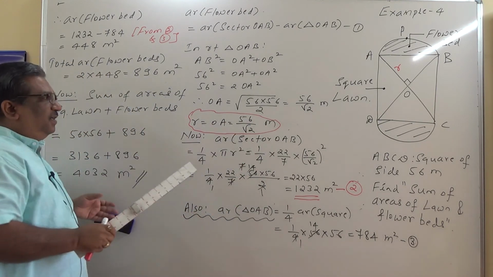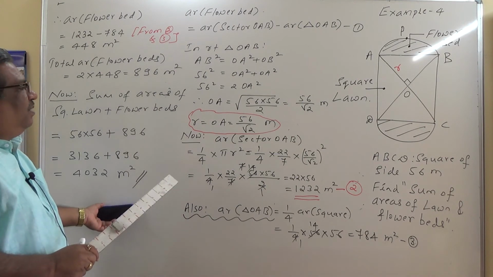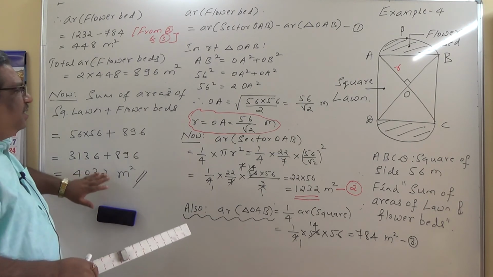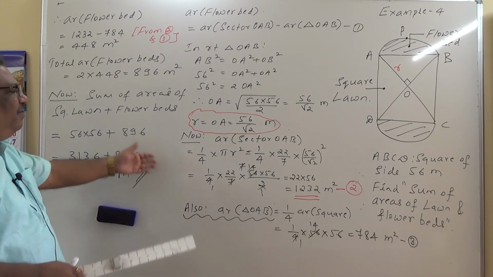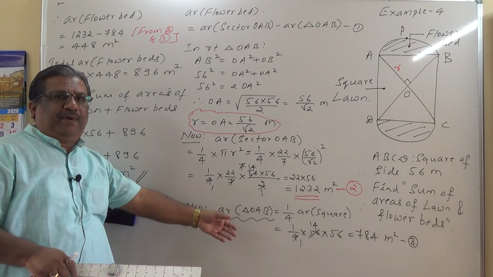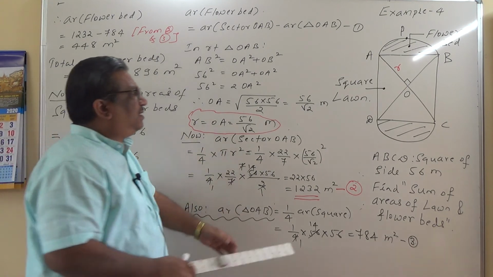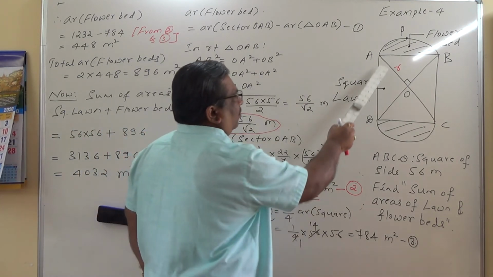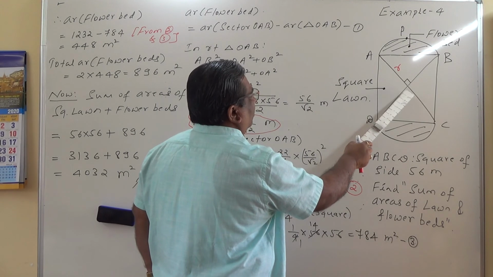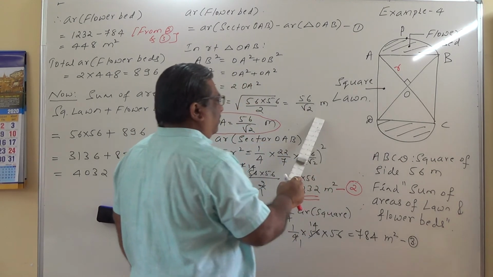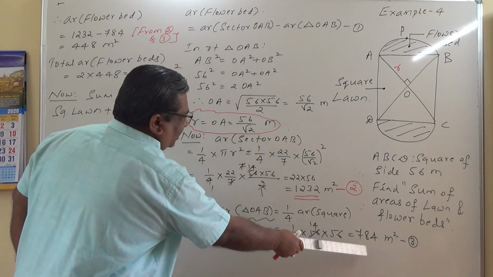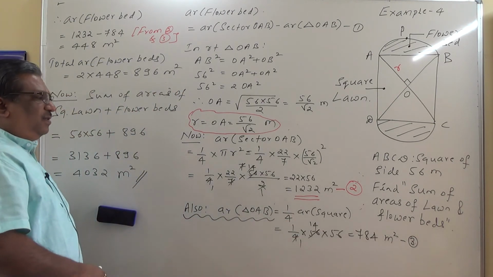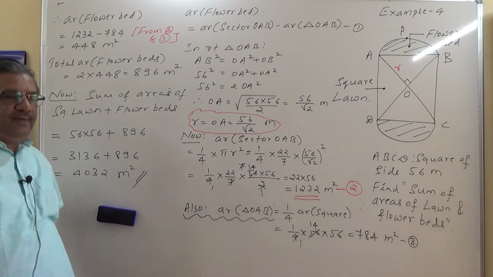So I hope you understand this, and make a note of this. It is quite simple, not much of a problem. There are many ways to calculate the area of the triangle OAB. As I said, 56 by root 2 is OA, half into OA into OB. If you do that, that also will give you the area of the triangle OAB, 784 square meters. So make a note of this one.